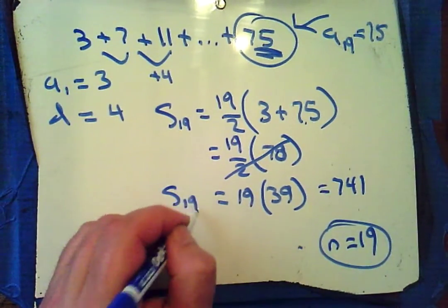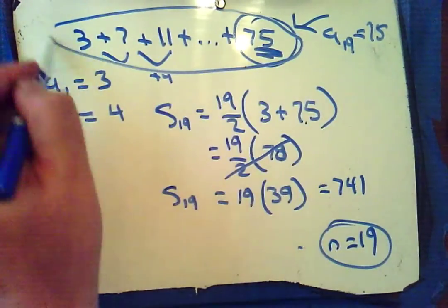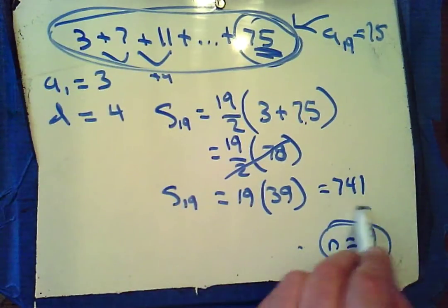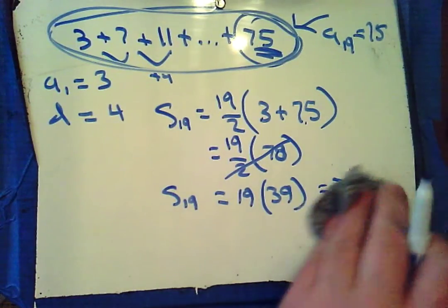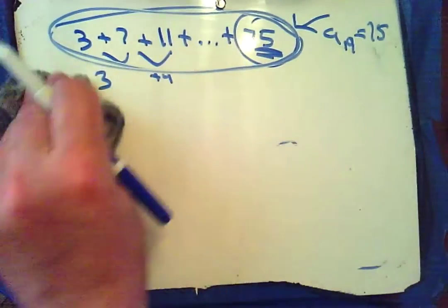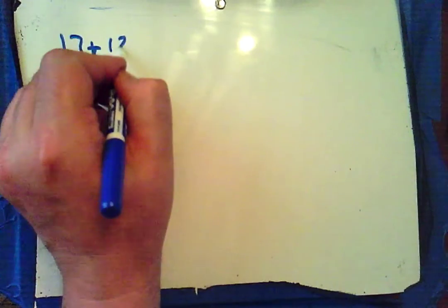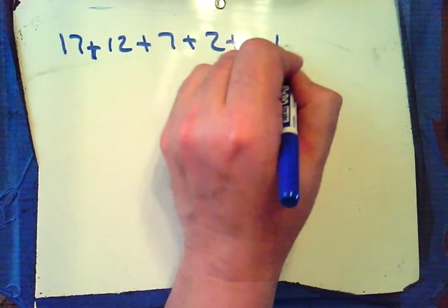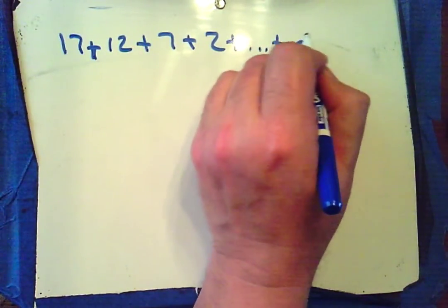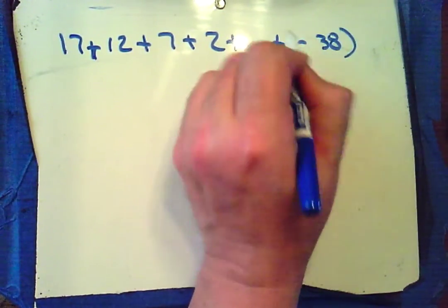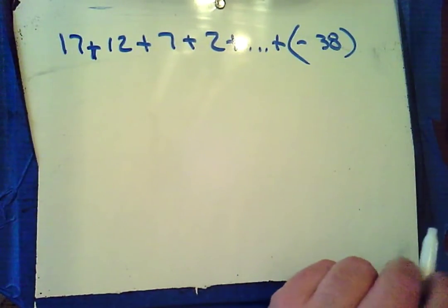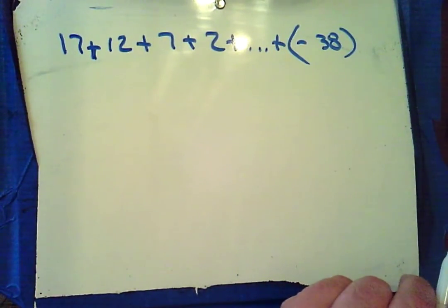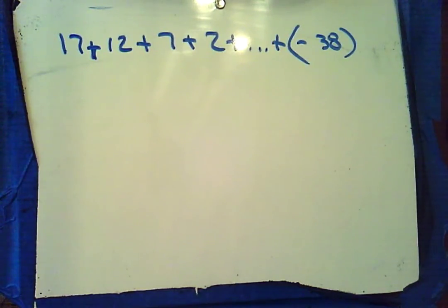So the sum of the first 19 terms, the sum of this entire sequence, is going to be 741. Okay, so let's see if you can do one of those. 17 plus 12 plus 7 plus 2, and so on until we get to negative 38. I want the sum of this arithmetic sequence. So, press pause, give it a try.